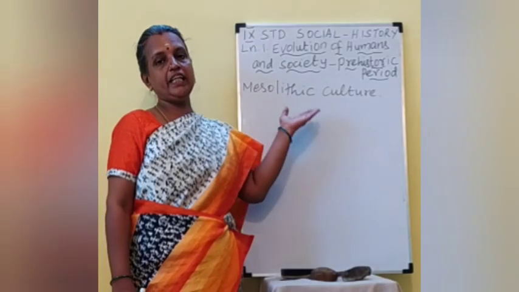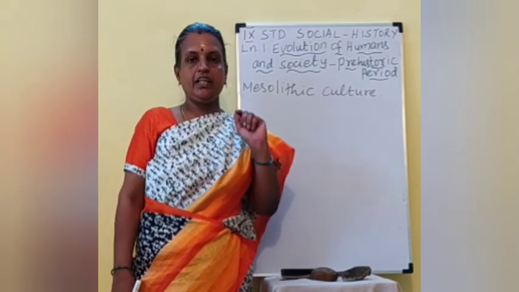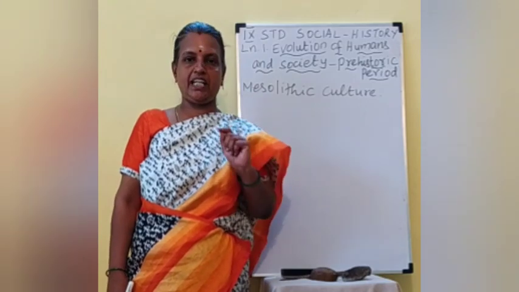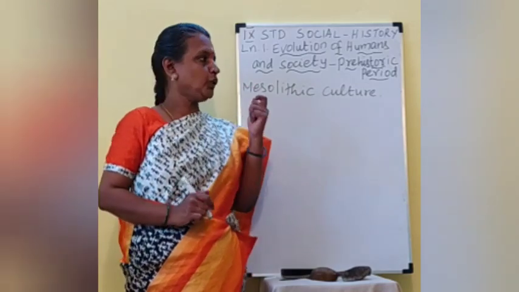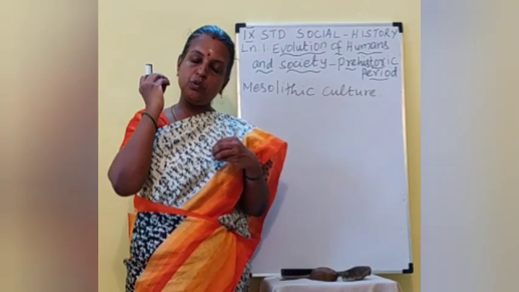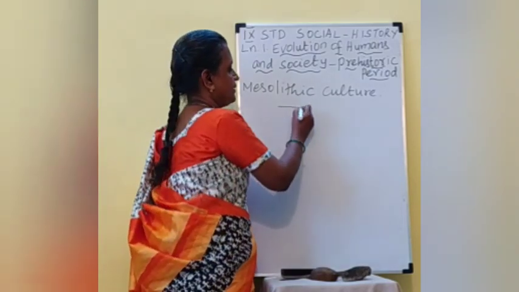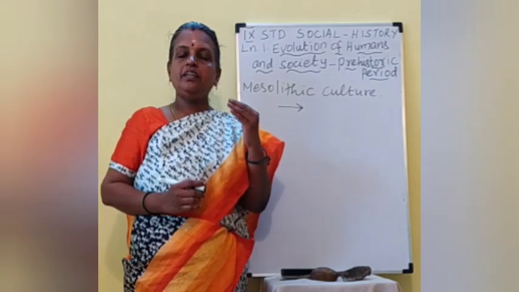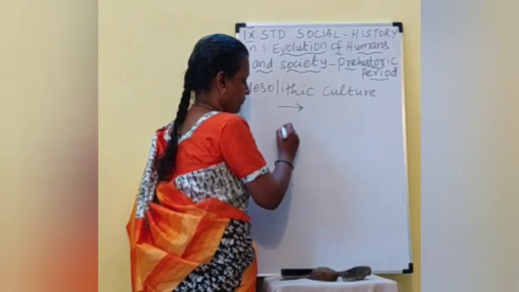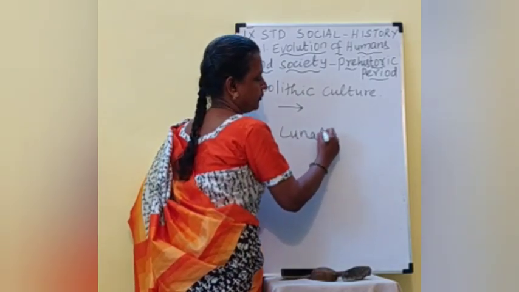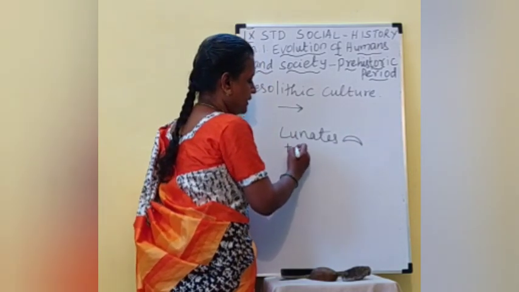Mesolithic culture people were good at microlithic artifacts that were less than 5 centimeters. These tools included points, spears and arrowheads. They also used geometric tools like lunates, triangles and trapezes.